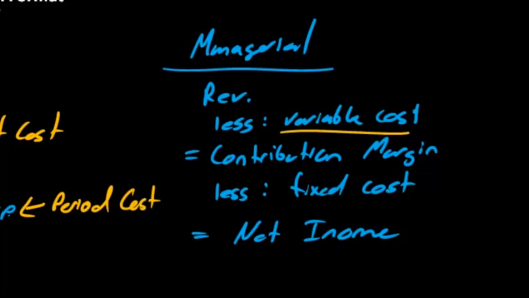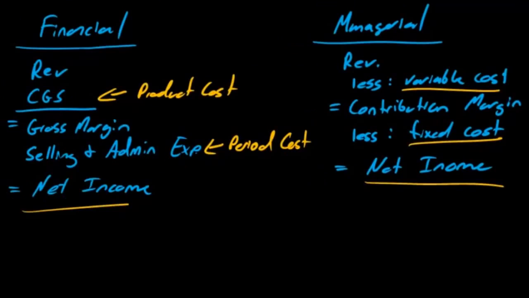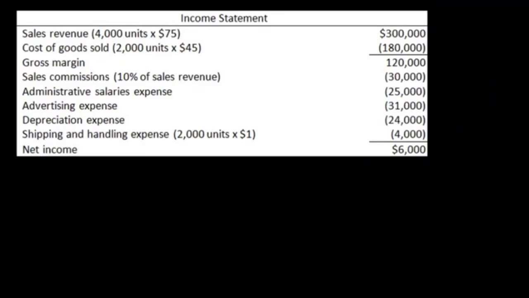So using the contribution margin format, product and period costs are not separated. This variable cost up here includes product and period costs, and the fixed cost down here could also include product or period costs. And no matter what approach you use, net income is going to be the same. The net income bottom line number is going to be the same. Just how are we dividing the cost over here? Are we dividing based on product and period cost, or are we dividing based on variable and fixed? So let's look at a quick example.